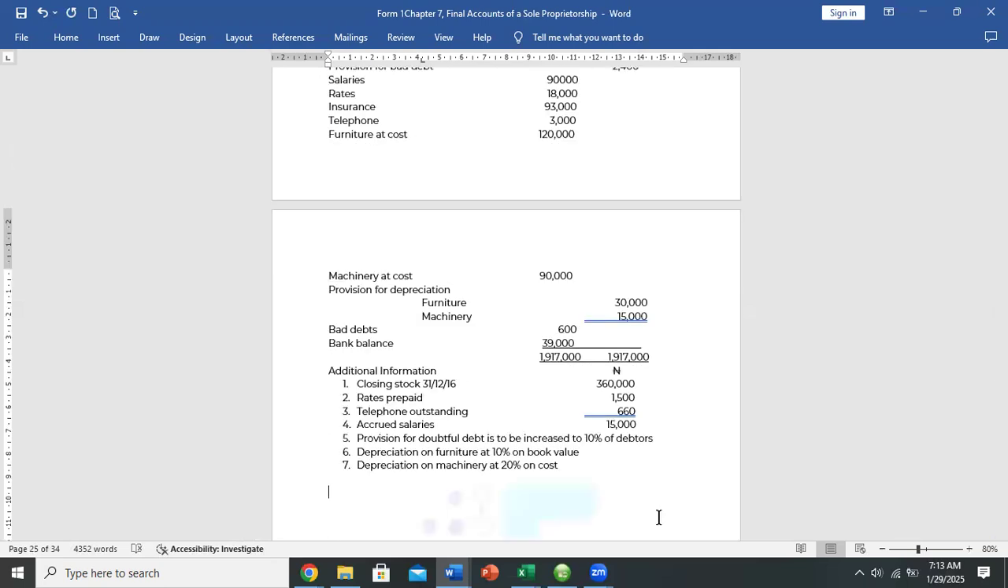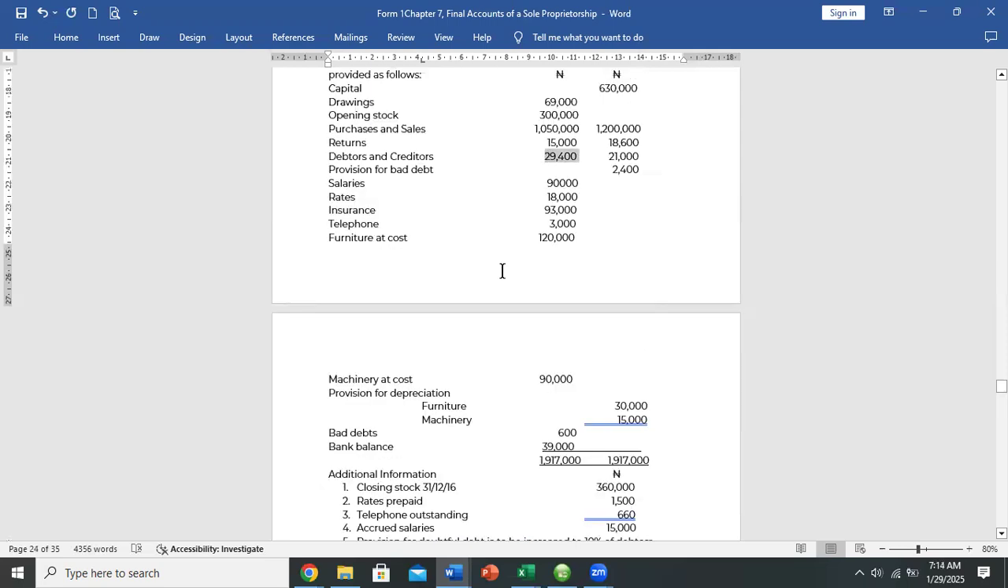So our old provision is 2,400. Then we check the additional information for the new. And what are we being told? We are being told that provision for doubtful debt is to be increased to 10% of debtors. So 10% multiplied by our debtors figure. So we go to the trial balance and pick the debtors figure. Debtors, these are debtors. So you pick it, it's 29,400.